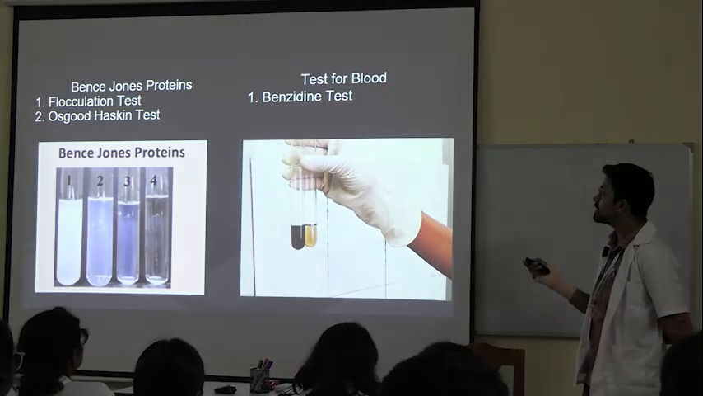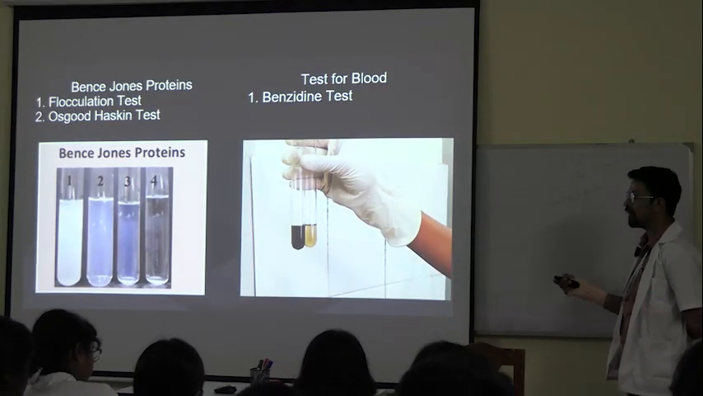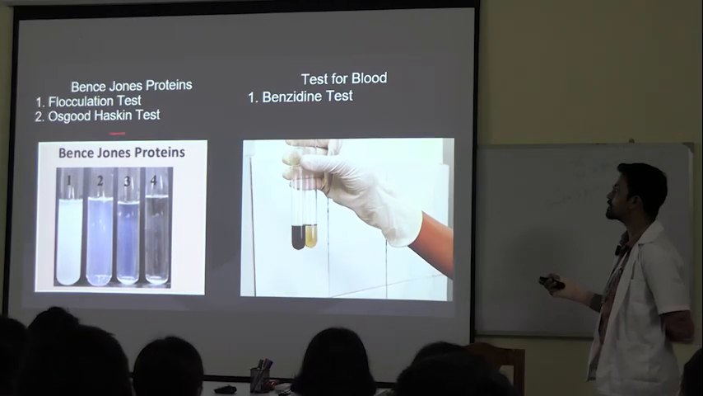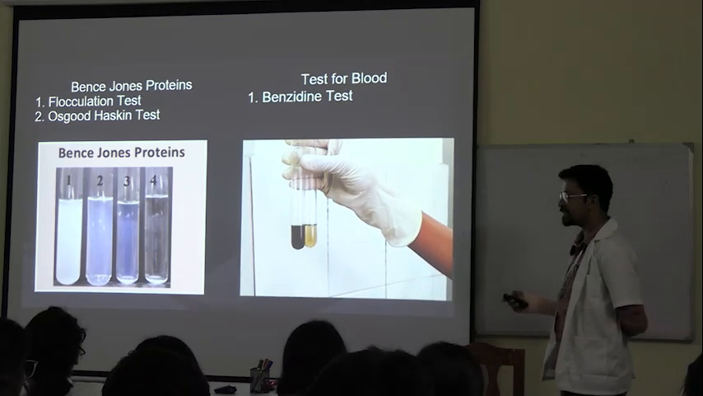Fine. Now the Bence-Jones proteins. This is just so you know and see once how it looks. For Bence-Jones proteins, two tests we do: one is the flocculation test, another one is the Osgood-Haskins test. Done for multiple myeloma. Again and again saying multiple myeloma.